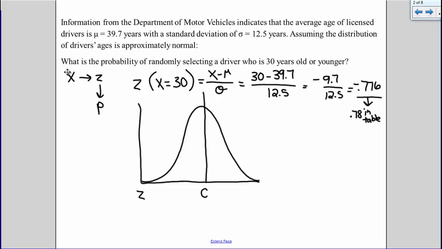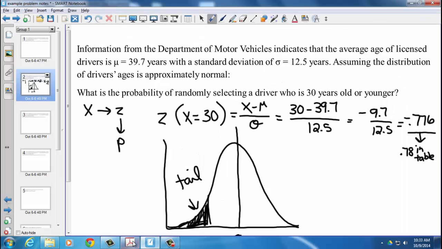Got my z-score of 0 in the middle that represents my population mean of 39.7. And we're looking for 30 years old or younger. So 30 would be roughly here. 30 or younger, that is going to be a tail. That is the smaller portion of the graph. So we look for 0.78 z-score in the table, and then we go over and look at the proportion in the tail.